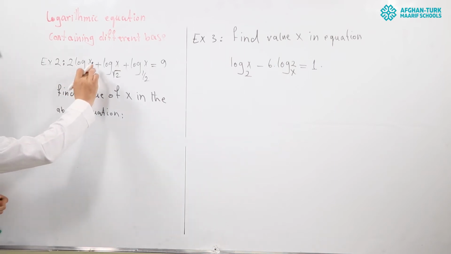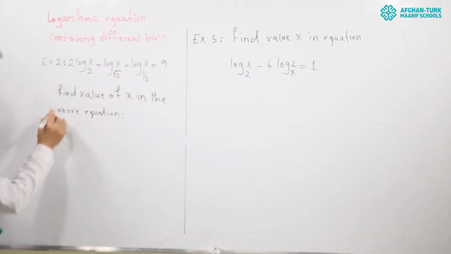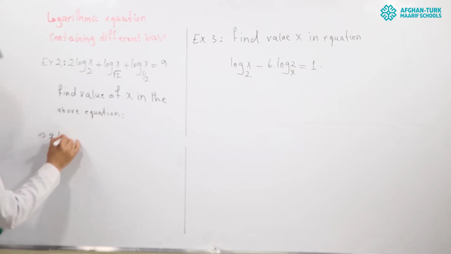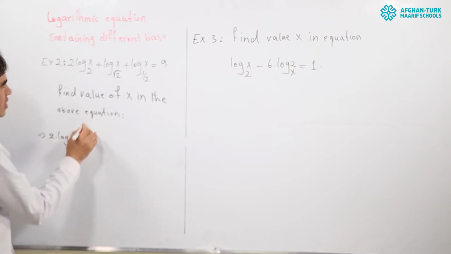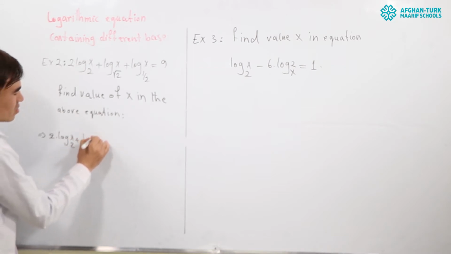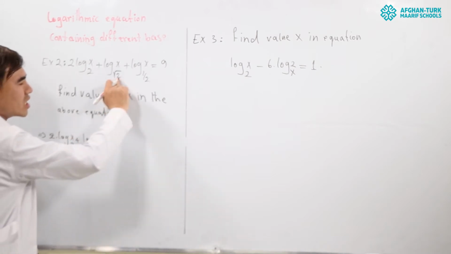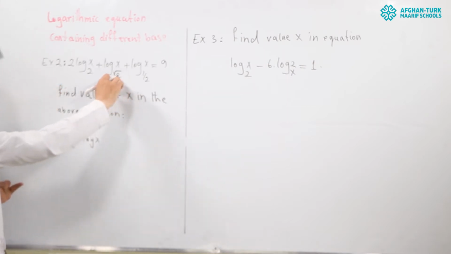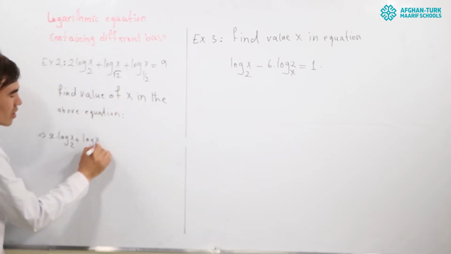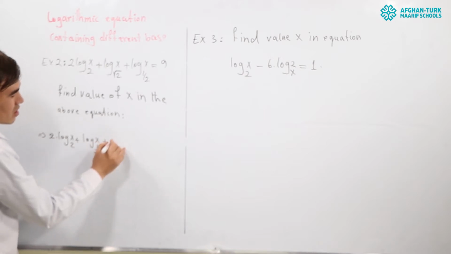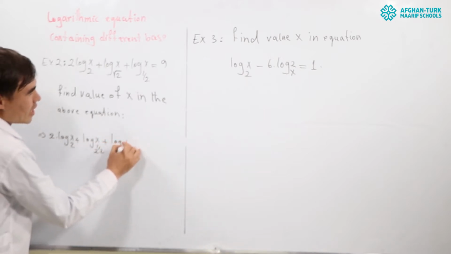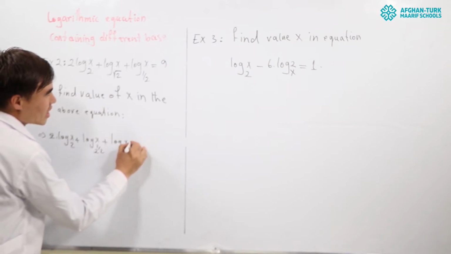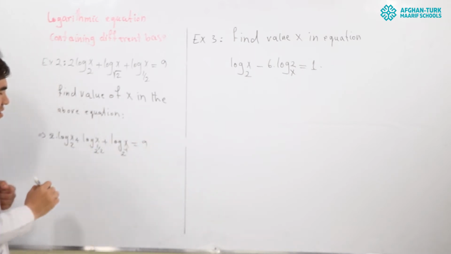When I want to make the same base here, I must write 2 times log of x to base 2 plus log of x to base square root of 2, which I can write as 2 over 1 over 2 times log of x to base 2, plus log of x to base 1 over 2, where 1 over 2 is 2 to the power of negative 1, is equal to the number 9. Let's simplify this one.